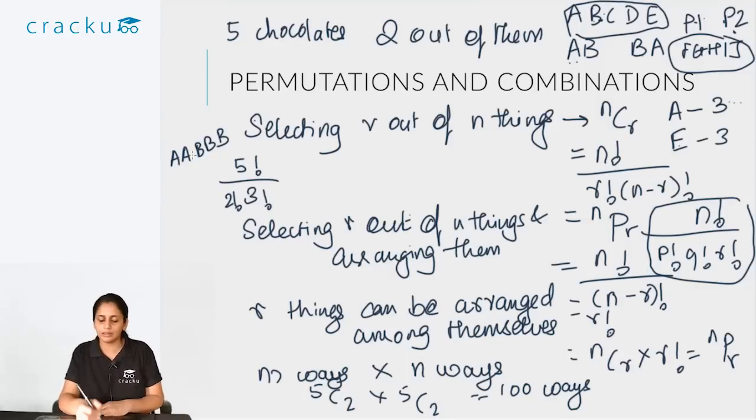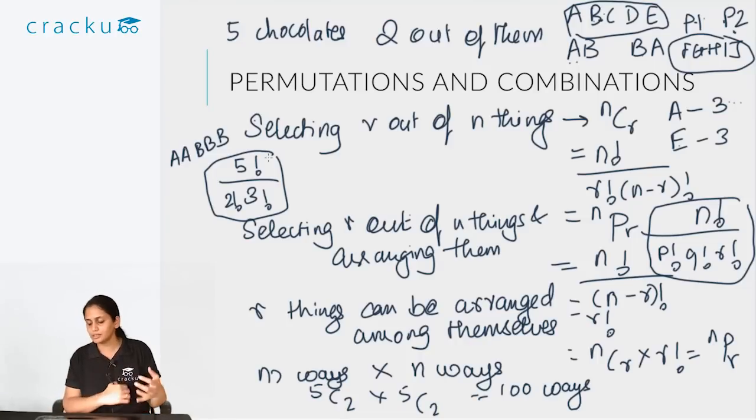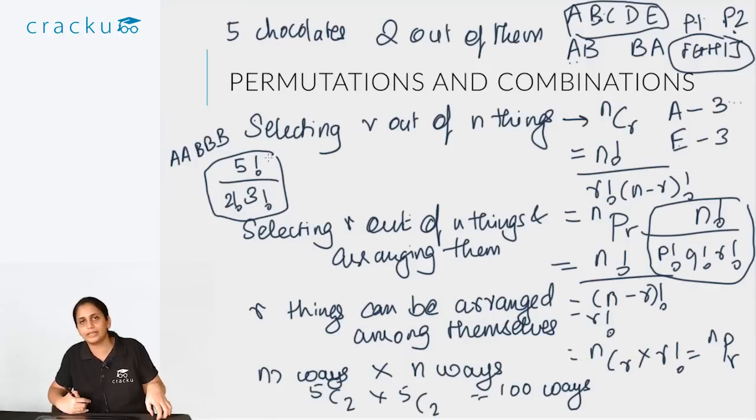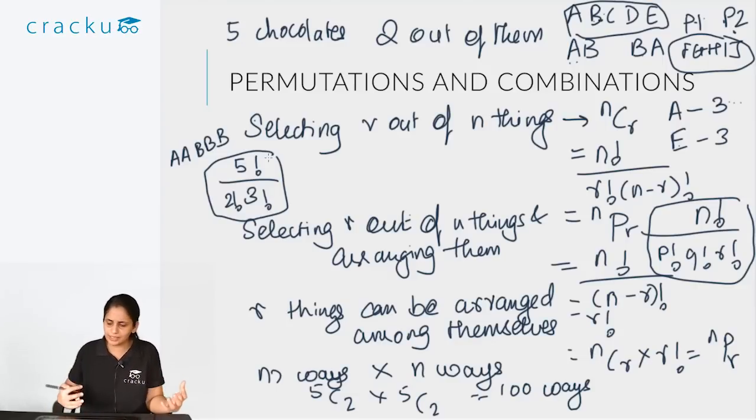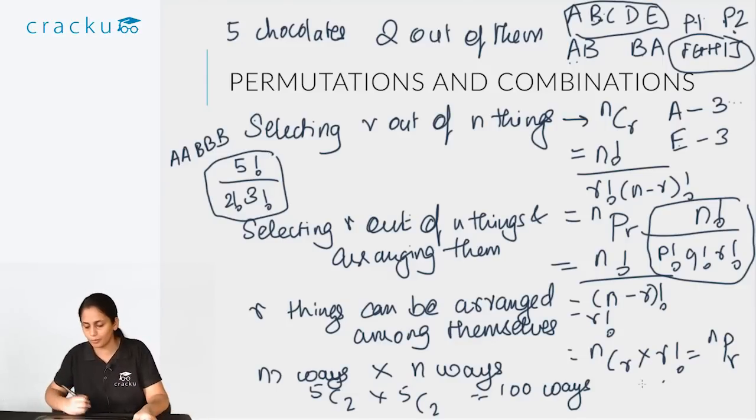So this is the case of arrangement with repetition. Whenever you have repetition, you have to divide by the factorial of the number of times the item is repeated, and this is for each repetition. So if A is repeated n times, then I divide by n factorial. If B is repeated m times, I have to divide by m factorial. So this is how you should do this. These are the basic fundamentals of permutations and combinations.